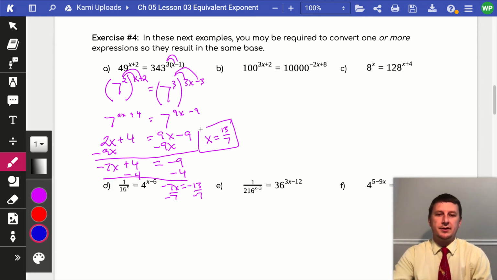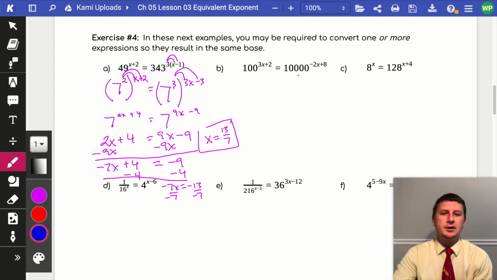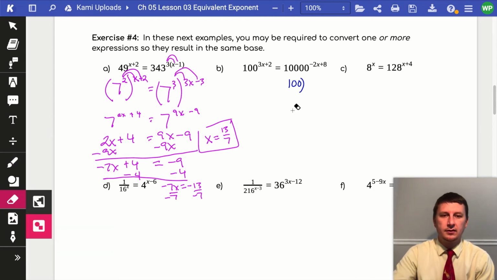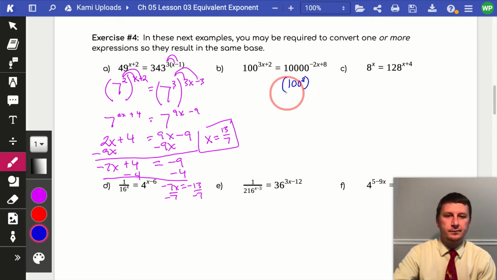So x is equal to 13 over 7, and when you substitute 13 over 7 in for x, you will get two equivalent values. Now we have 100 to the 3x plus 2 in part B is equal to 10,000 to the negative 2x plus 8. You actually could either change both bases to make them base 10, or you could just change this one base, which is what I'm going to do, because I know that 100 squared is 10,000. So I'm just going to change that 10,000 to 100 squared, because they are the same thing.